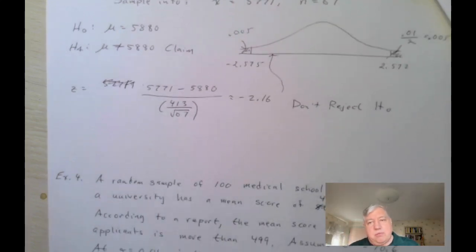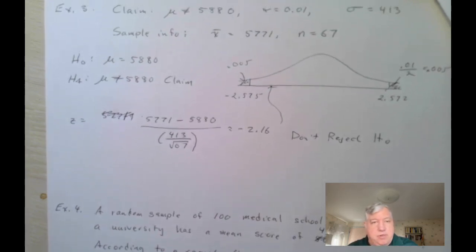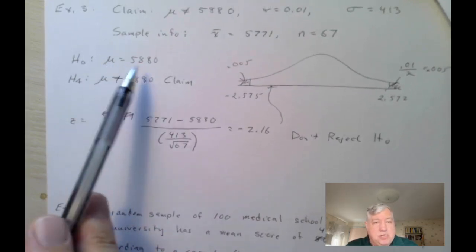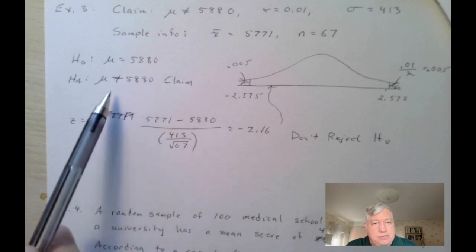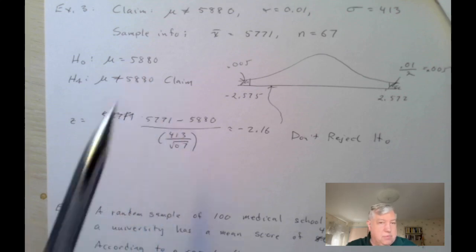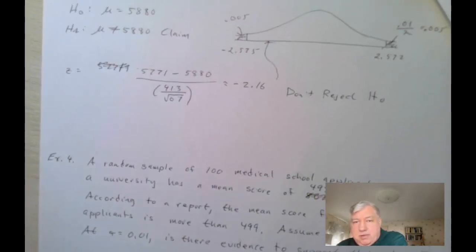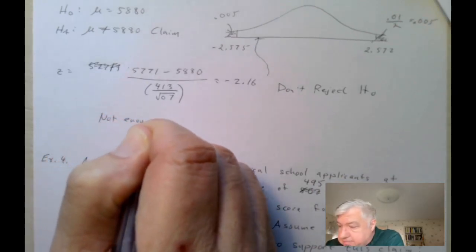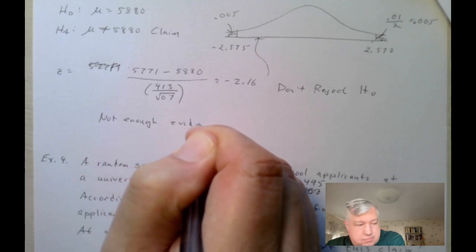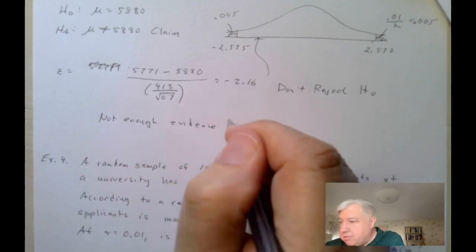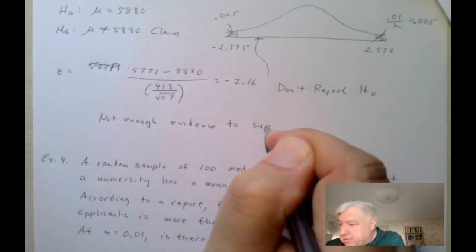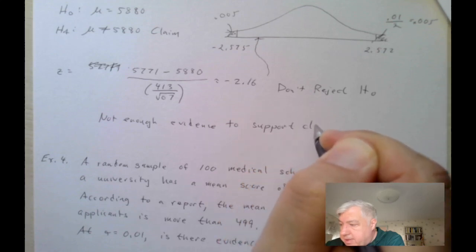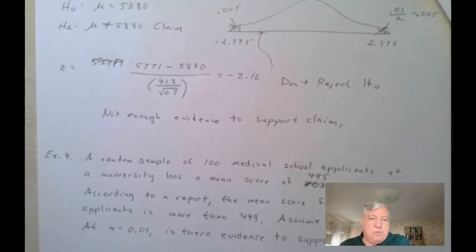And that means there's not enough evidence. Not enough evidence to do what? Well, we can't reject H0, so we can't support the claim. So we would say there's not enough evidence to support the claim.